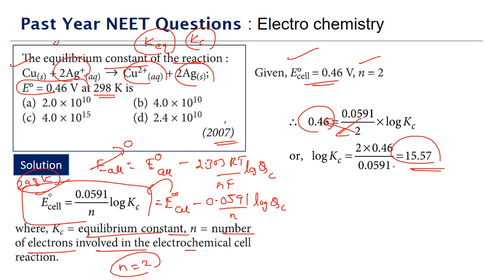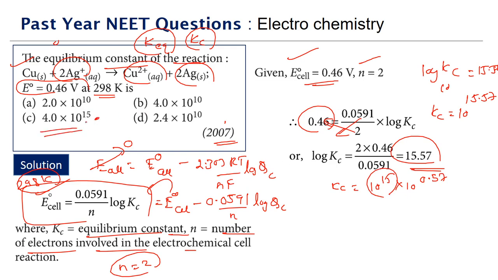See, if log Kc is 15.57, and this is the decimal logarithm, the Kc value will be 10 to the power of 15.57. Means the Kc value will be equal to 10 power 15 into 10 power 0.57. If you look at the approximate value, the power of 10 should be 10 power 15, so by that itself we will be able to conclude. If we check these options, only in one option we have 10 power 15. Others are not having 10 power 15.